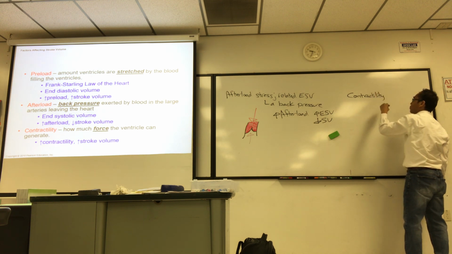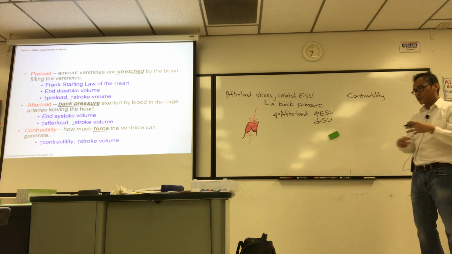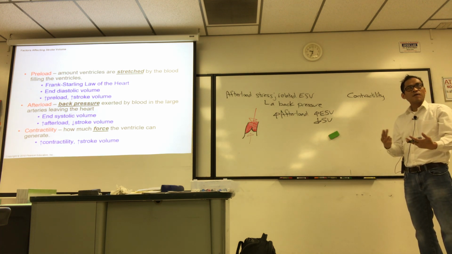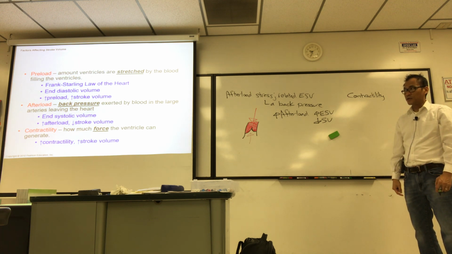Contractility. Fancy way we say it is ventricular performance. Basically, how hard is your heart pumping? I said that all muscle fibers in the heart are already contracting. If you want to increase contractility, you have to make each muscle cell contract harder. Well, I think it's easy to understand. If you increase contractility, increase stroke volume.